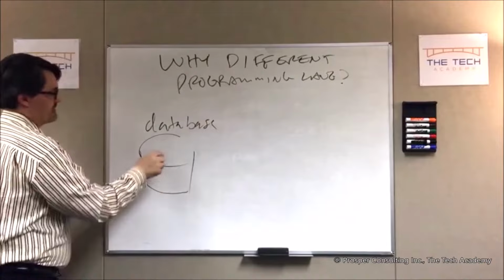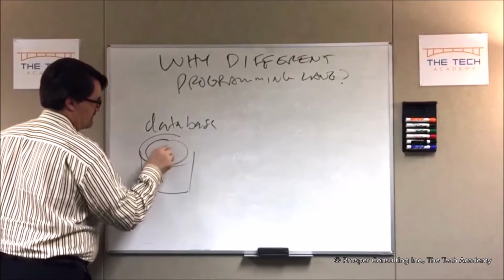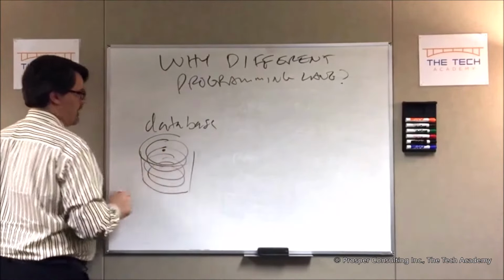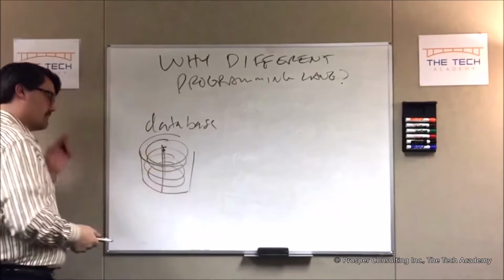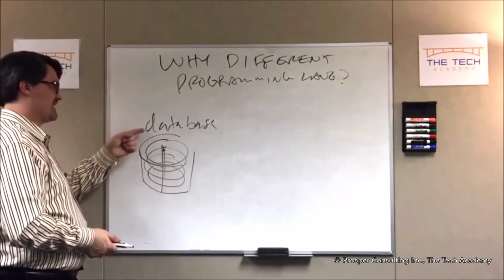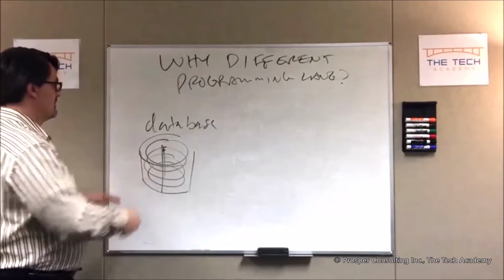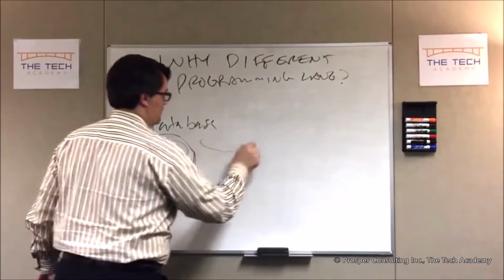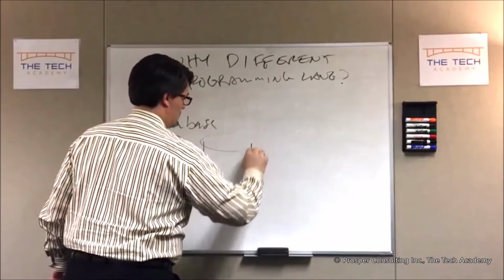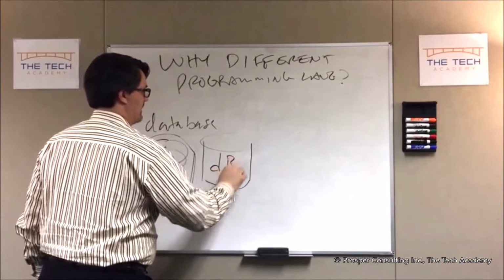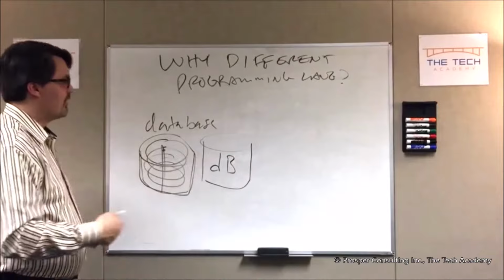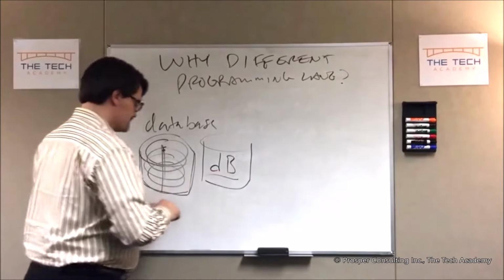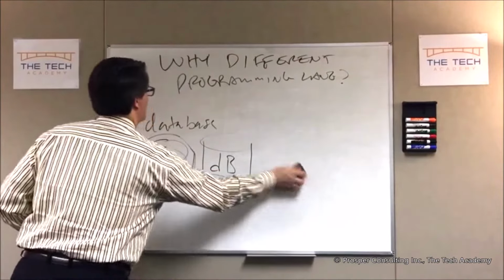Physically, it's meant to represent a bunch of hard disks all stacked up on top of each other, because databases needed lots of storage, and the physical machines to hold them looked roughly like this. So this symbol has come to mean database. And a lowercase d, uppercase b also can mean database. Good.